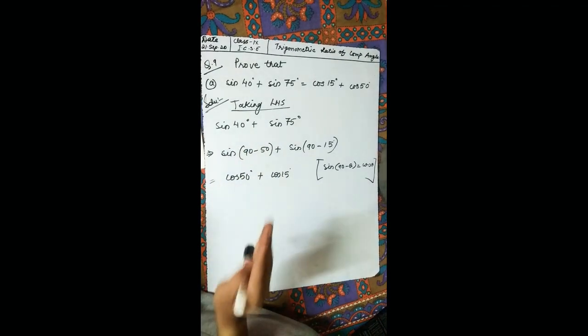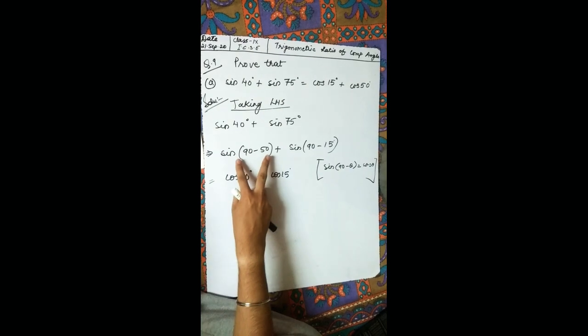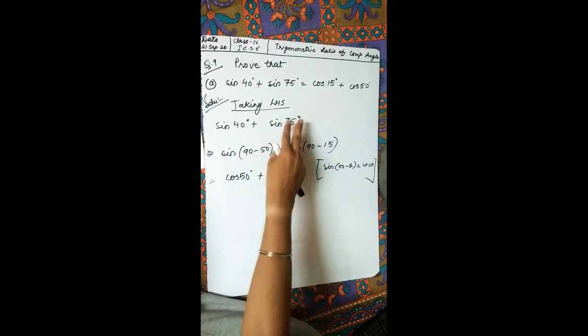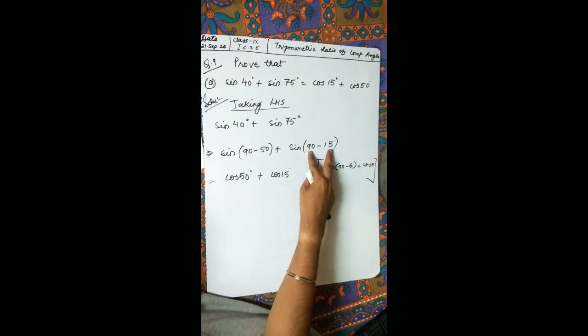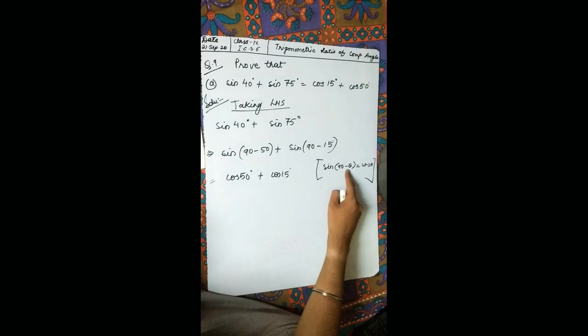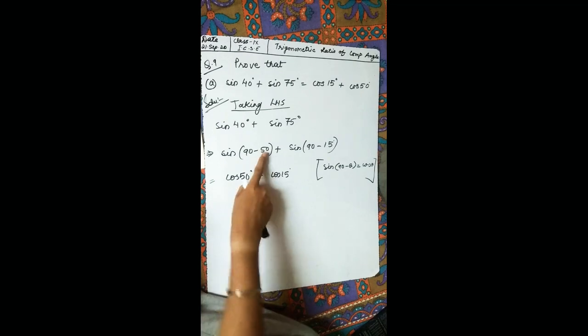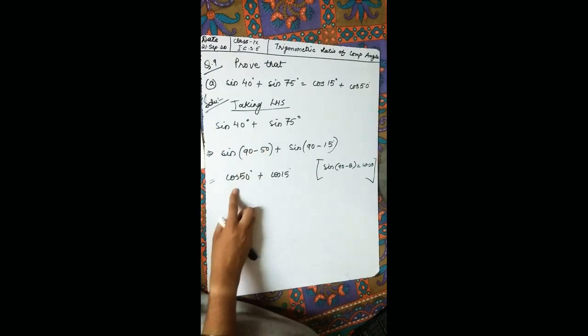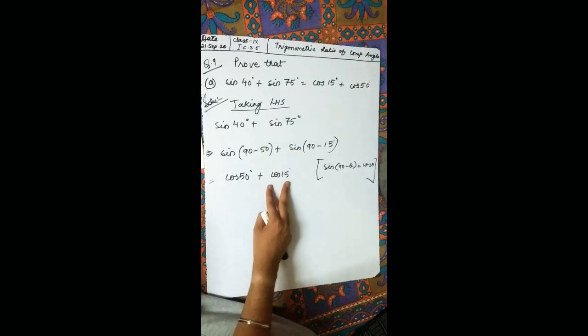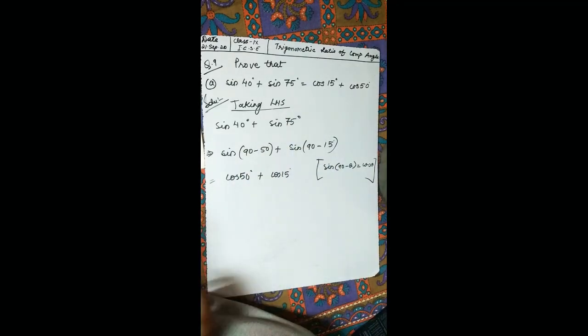Always keep this thing. So 40 degree can be converted into 90 minus 50, and the 75 can be written as 90 minus 15. Sine 90 minus theta is cos theta. So theta is what? 50 degree. So it becomes cos 50 degree, and it becomes cos 15 degree. Hence proved. So like this we have to prove.